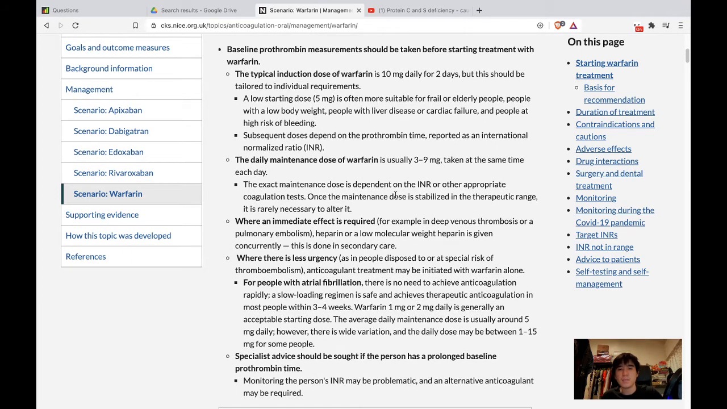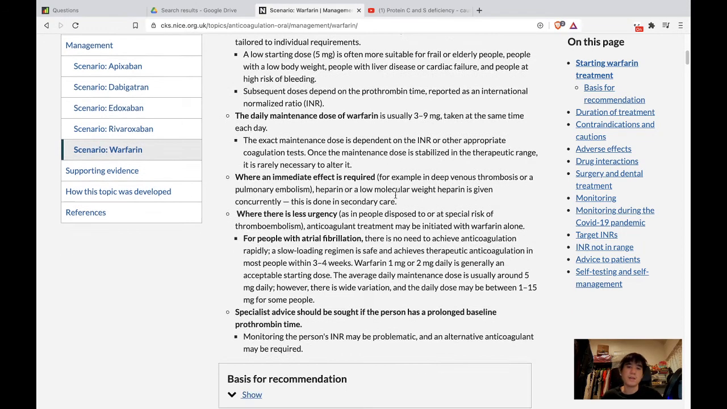The daily maintenance dose of warfarin is usually 3 to 9 milligrams, taken at the same time each day. The exact maintenance dose depends on the INR, or rather the appropriate anticoagulation test. Once the maintenance dose is stabilized in the therapeutic range, it is rarely necessary to alter it.